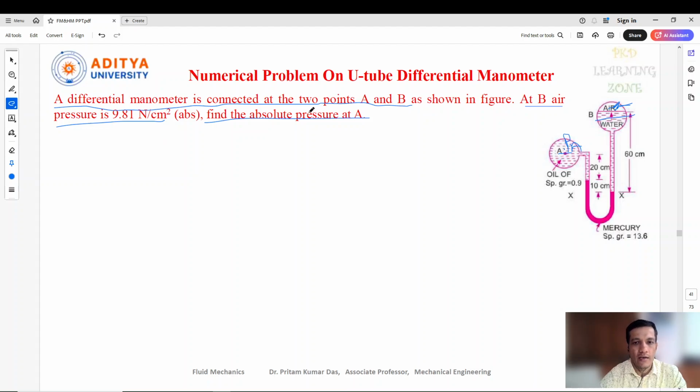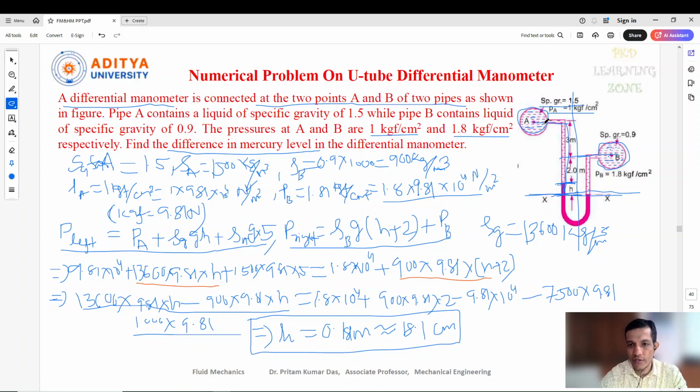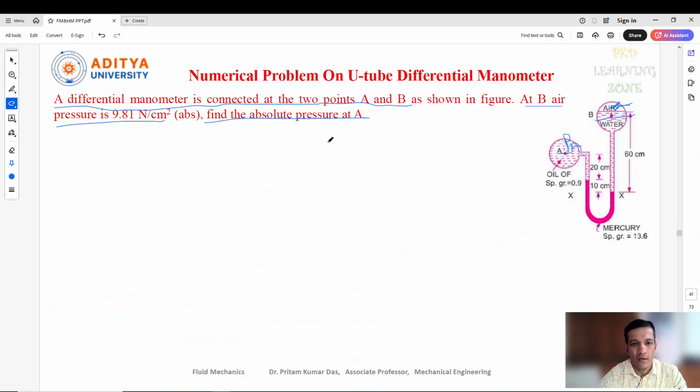Now, a similar kind of question. Previously, A point was here and this is B point, and pressure A was this one. Now here A is a little bit down and B was taken a little bit up, and here absolute pressure is given. Similarly, we can identify the values here. This is oil of specific gravity, this is water, and this is mercury. So three different liquids are here.